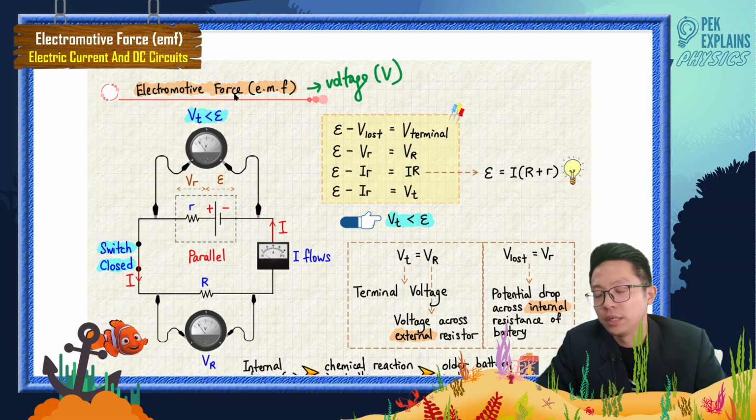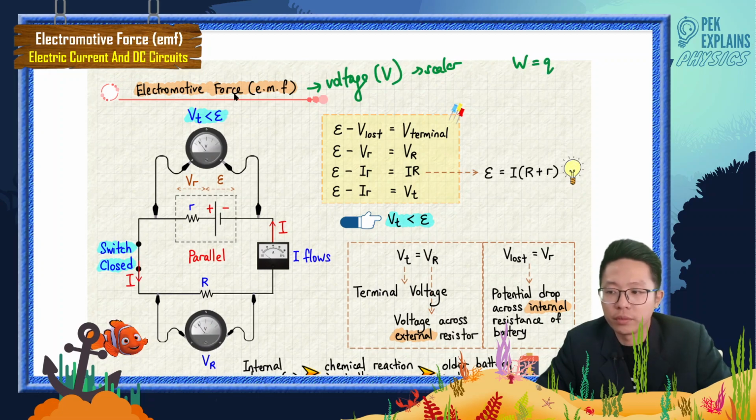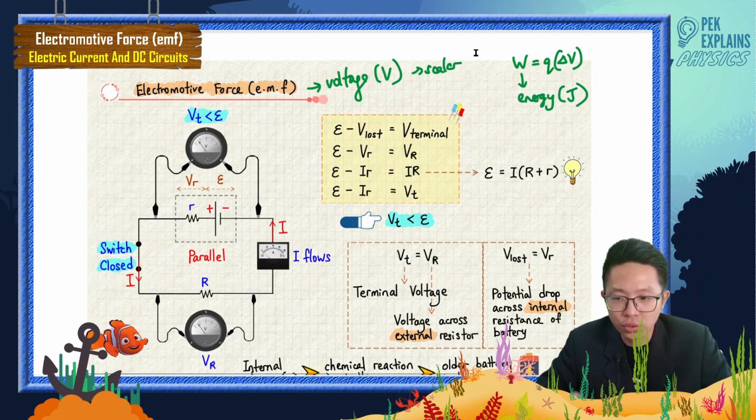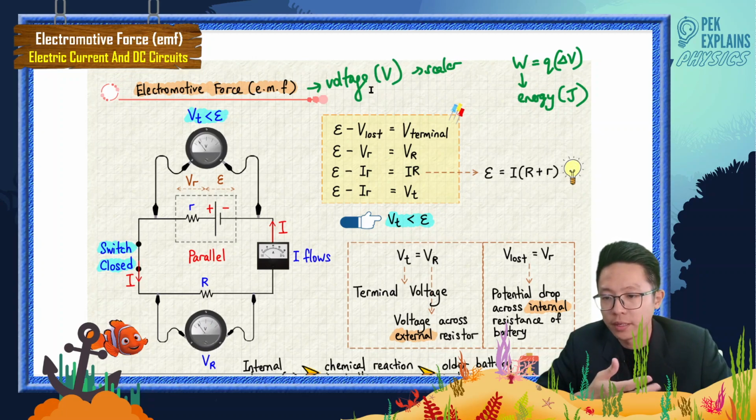Volt. It's a scalar quantity, not a vector like force, because we know that it comes from the work done. Voltage is the potential difference, or delta V. So it comes from work done. Work done is energy, unit joule, and energy is a scalar quantity. That's why voltage is a scalar quantity like energy. So EMF is a scalar quantity. It's not a force. It's about energy.